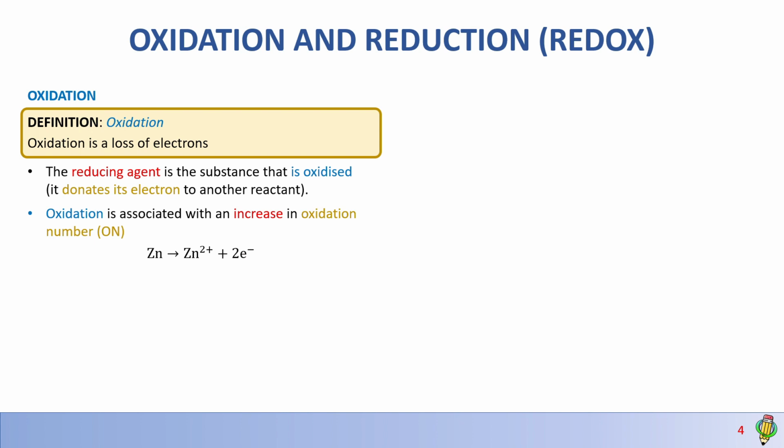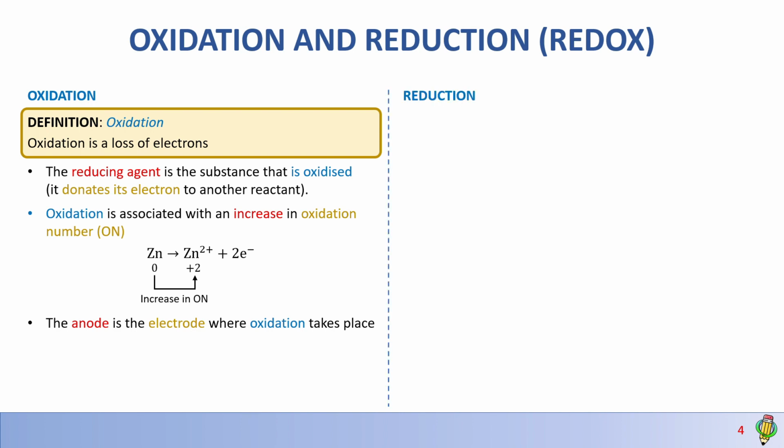Let's look at an example. If we look at the oxidation number on the reactant side, the oxidation number of zinc is 0, but on the product side, the oxidation number of zinc is +2. So we see an increase in oxidation number. Then we call this half reaction an oxidation half reaction. We say an anode is the electrode where oxidation takes place.